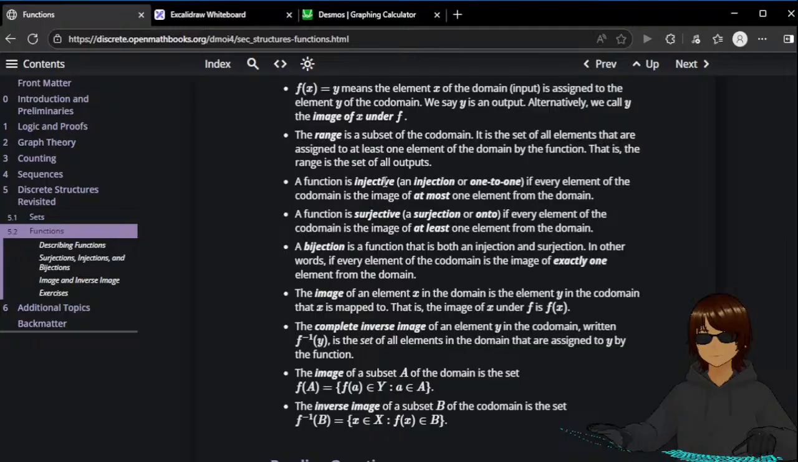Then we have injective: every element of the codomain is the image of at most one element from the domain. A function is surjective if every element of the codomain is the image of at least one element from the domain.